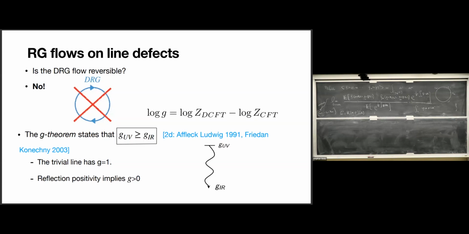I will explain the main result because it's a general result that holds in many cases. I won't show the proof, but feel free to ask me after. I will just mention two comments from here that you can see. The first comment is that the trivial line, namely if you don't have any defect at all, has G equals 1 and log G vanishes. And the second comment is that reflection positivity implies that G is always positive. It can be smaller than 1 though.